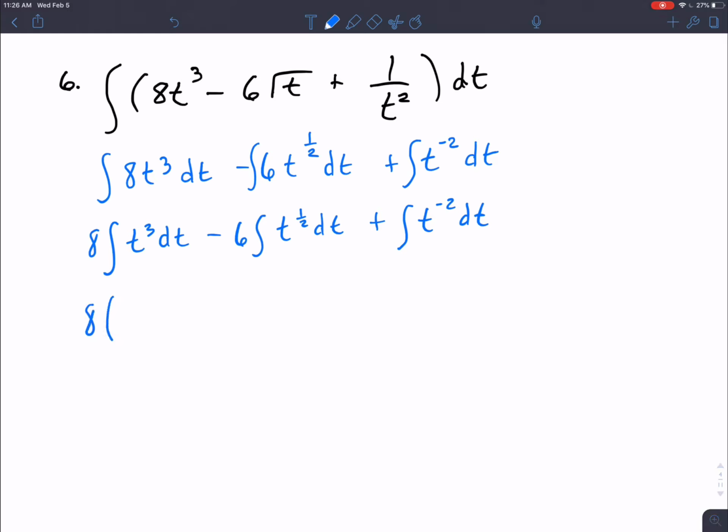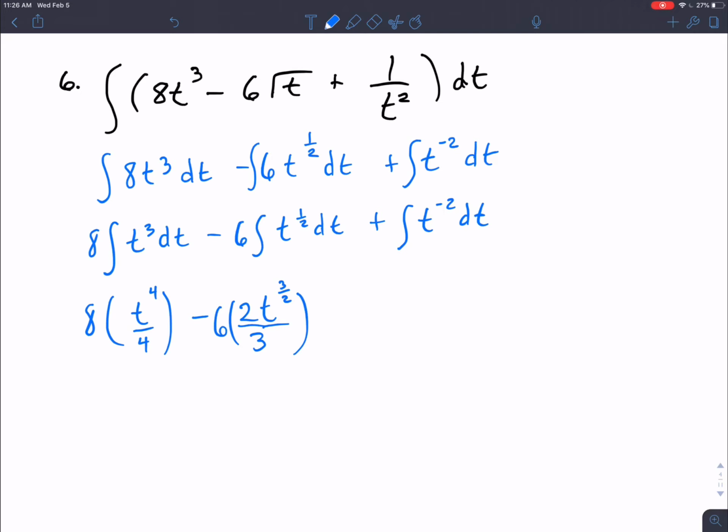So t to the n plus 1 divide by n plus 1. Alright, over here t to the n plus 1, which will be plus 1 will give us 3/2, and then that would give me, divide by n plus 1 would give me the 2/3 out front, but I also still have this 6 that's out here, so I'm going to put the 6 out here.